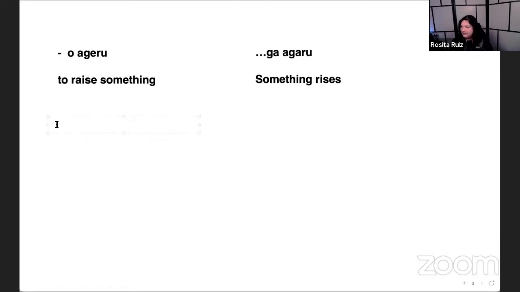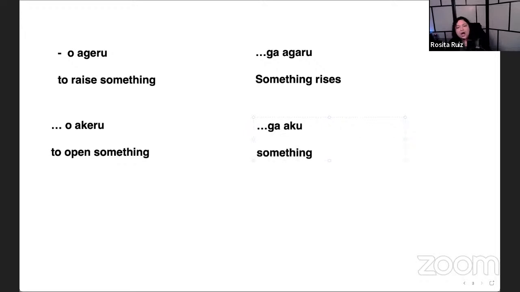Another example, let's talk about something opening. So if I had the sentence pattern o akeru, this means to open something. Whereas if I used ga aku, then this means something opens. And these are just a couple of pairs that exist in the Japanese language.